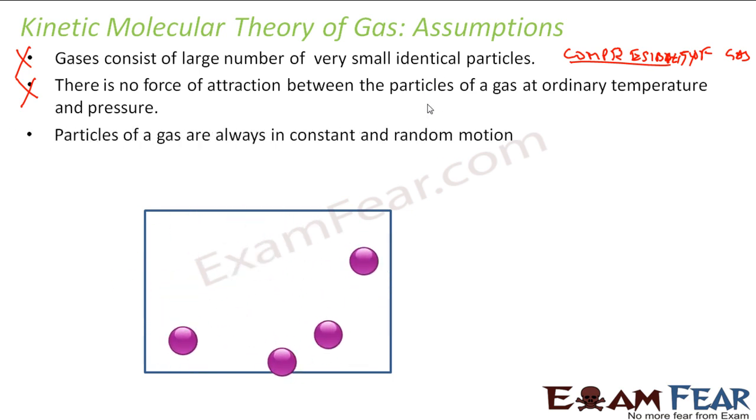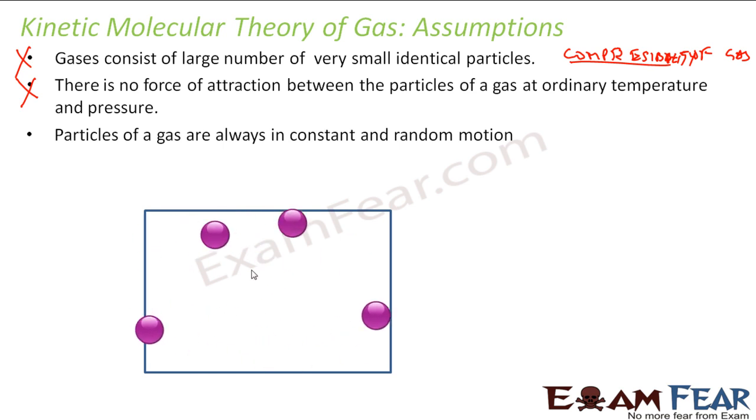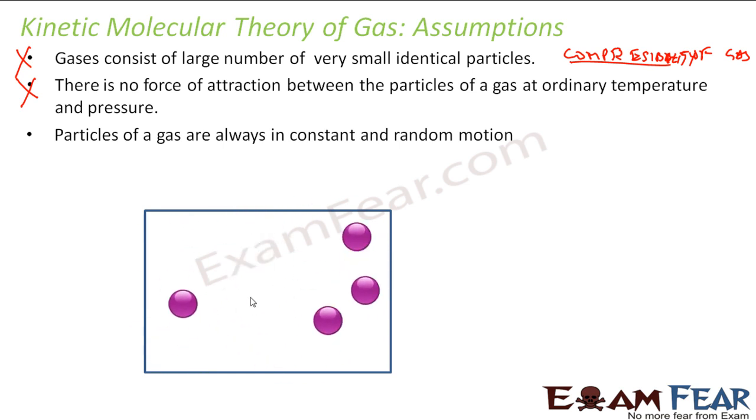The third assumption says that the particles of the gas are always in constant and random motion. If you see, it assumes that all these particles are in constant random motion.